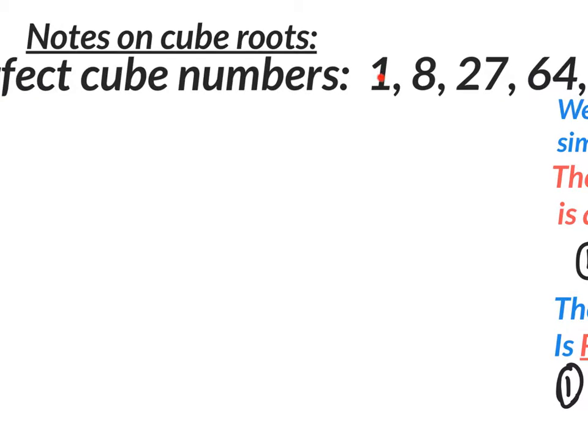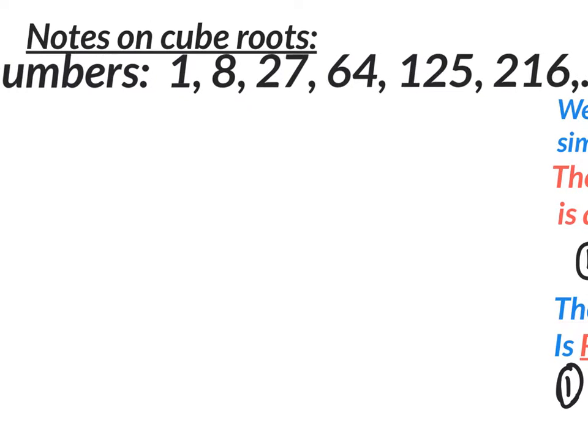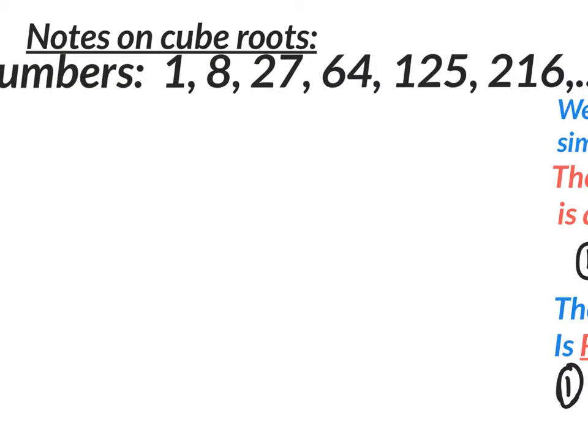1 cubed, that means 1 times 1 times 1 is 1. 2 cubed, 2 times 2 is 4 times 2 is 8. 3 cubed, 3 times 3 is 9 times 3 is 27. 4 cubed, 4 times 4 times 4 is 64. 5 times 5 is 25, times 5 is 125. 6 times 6 is 36. 36 times 6 is 216. And you could keep going forever, right?